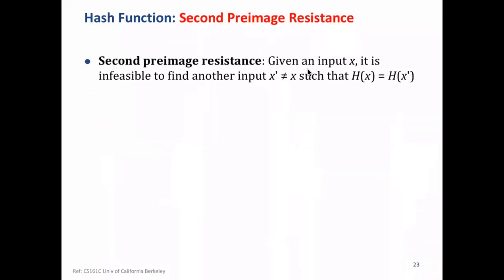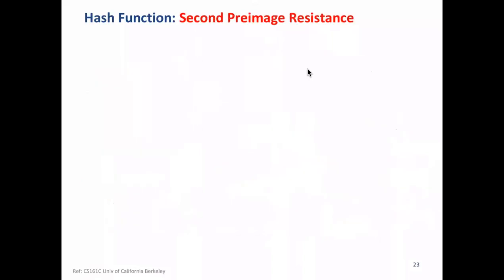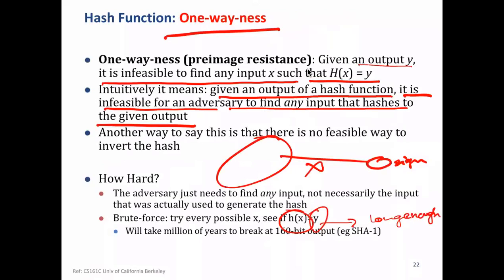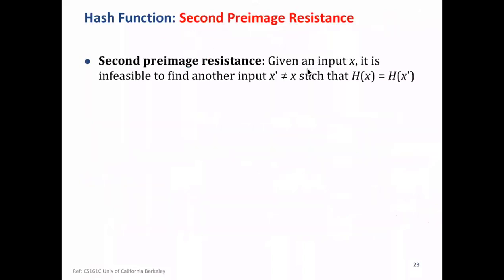Okay. The second property is called... So this one-wayness is also called pre-image resistance. Pre-image. Then we have second pre-image. It says that given one input x, it is infeasible to find another input x dash such that h(x) is equal to h(x dash).